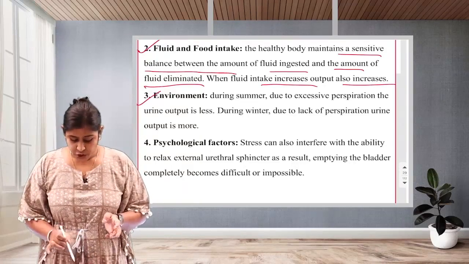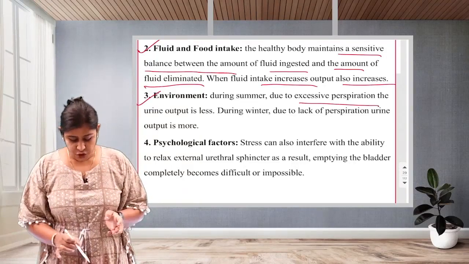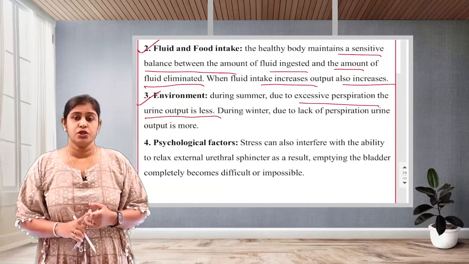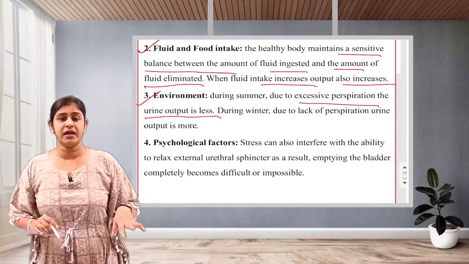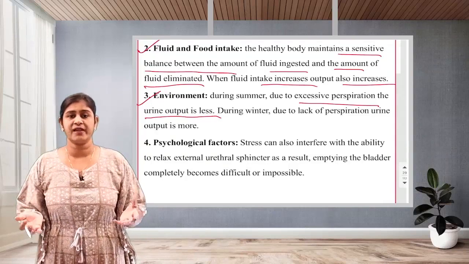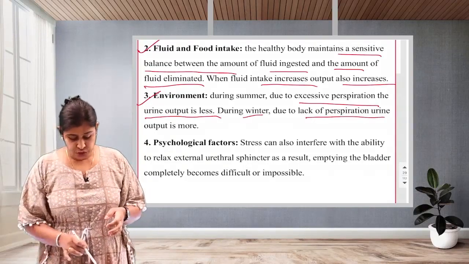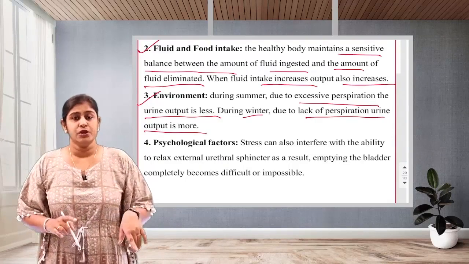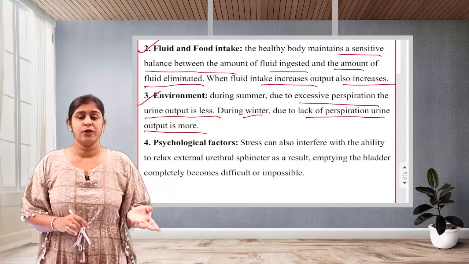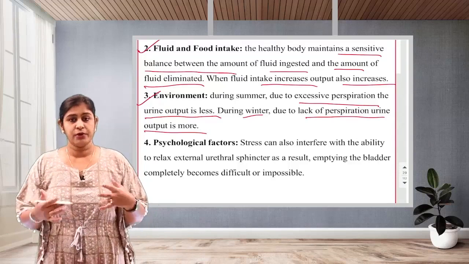Next is environment. During summer, due to excessive perspiration, the urine output is less. During winter, due to lack of perspiration, urine output is more. So during winter, due to lack of perspiration, the urine production is more.